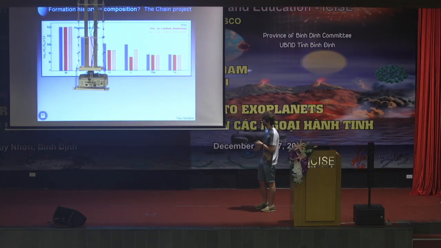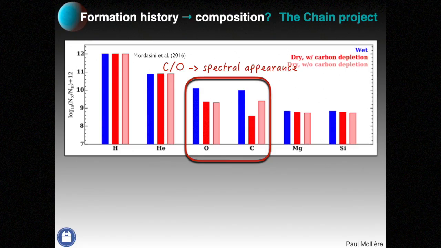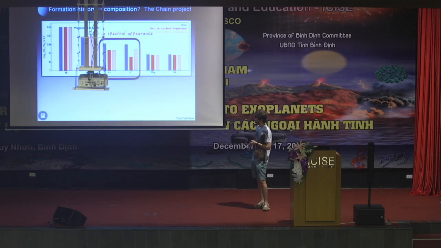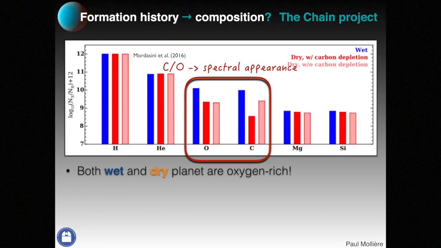And I want to focus on the oxygen, carbon to oxygen number ratio, because this is an important parameter and sets the spectral appearance of a planet. If you have more carbon than oxygen in the atmosphere, you'll have strong methane features. If you have more oxygen, you will have strong water features. What we find in our nominal model is that both wet and dry planets are oxygen rich. And this was kind of disappointing to us, because if you wouldn't have the carbon depletion, it might be the other way around.